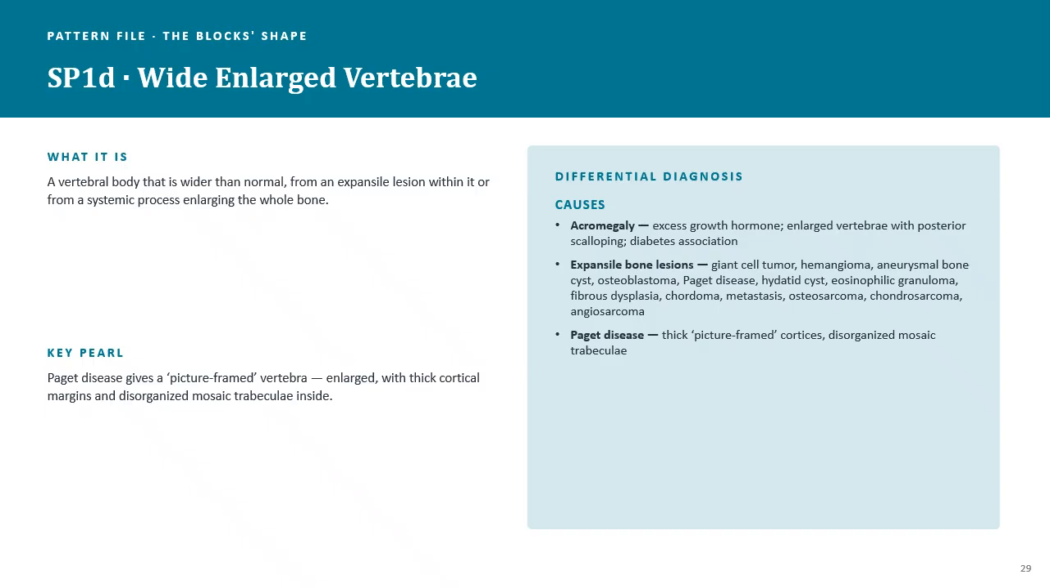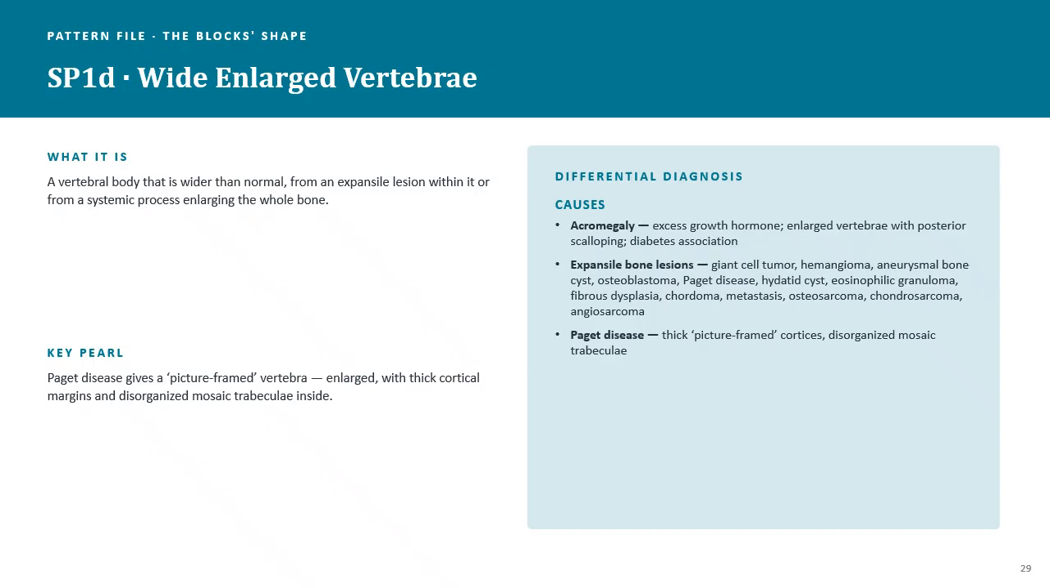All right, next we're moving on to wide or enlarged vertebrae. So we're still talking about the shape of the vertebrae. If we're looking at an X-ray, compared to the vertebrae that is above or below the affected vertebrae, that vertebral body is going to look like it's grown wider than it should be, or it's expanded more than it should be.